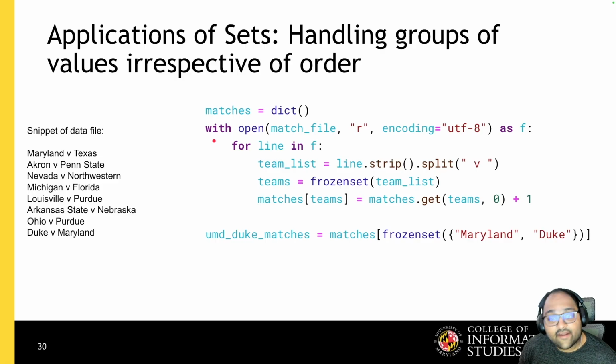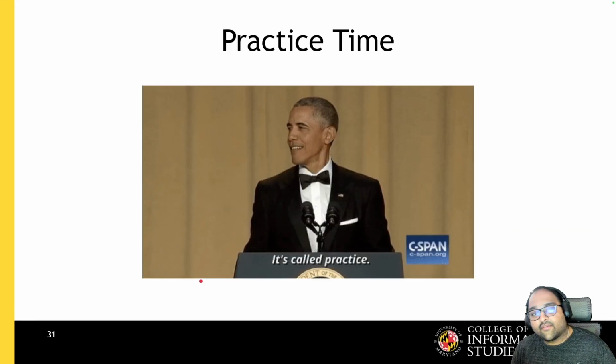And then you could also handle groups irrespective of order. Here you can see we have a team list equal to line.strip.split, and you could say, okay, great, I know the list. So for each team, we make a frozenset of the team list. Matches at teams equals matches.get teams at 0 plus 1. Just like we were doing in the previous dictionary, we're creating a dictionary based on the unique team list. Pretty useful, because you'd get a list of Maryland versus Texas, etc. And you'd be able to say each team plays X amount of matches. So there are all these cool things.